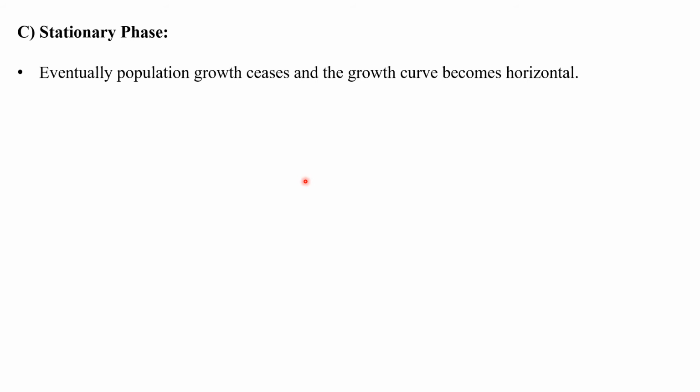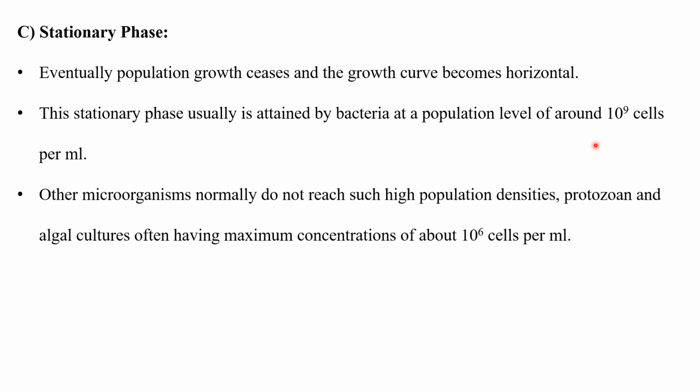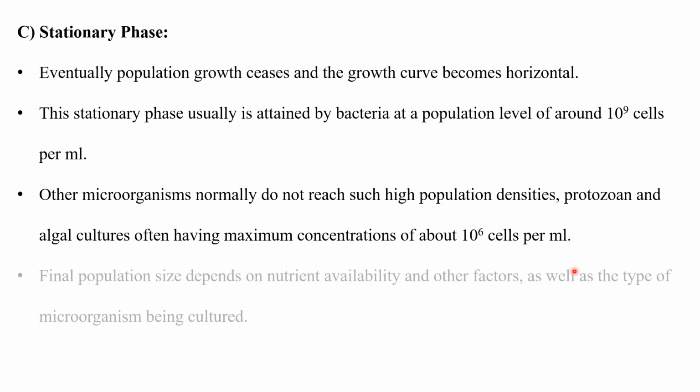That one is known as the stationary phase. Now, in this case, population growth will cease and the growth curve will become horizontal. So, this stationary phase will result in a population level of around 10 raised to 9 cells per ml. Other organisms do not reach such a high population density, like the protozoan and the algal cultures. If you have studied a growth curve using these two cultures, then the maximum concentration of the cells will be around 10 raised to 6 cells per ml.